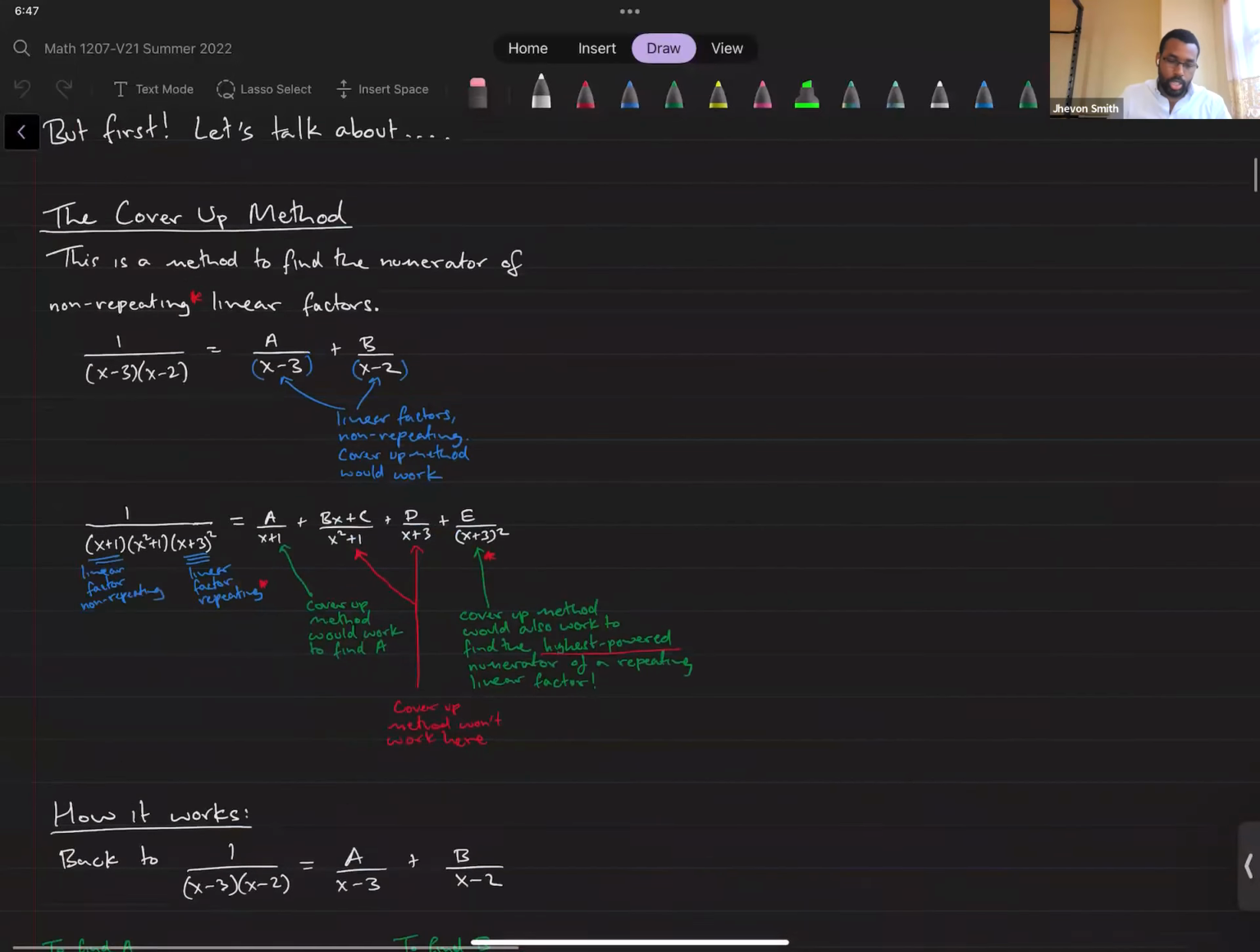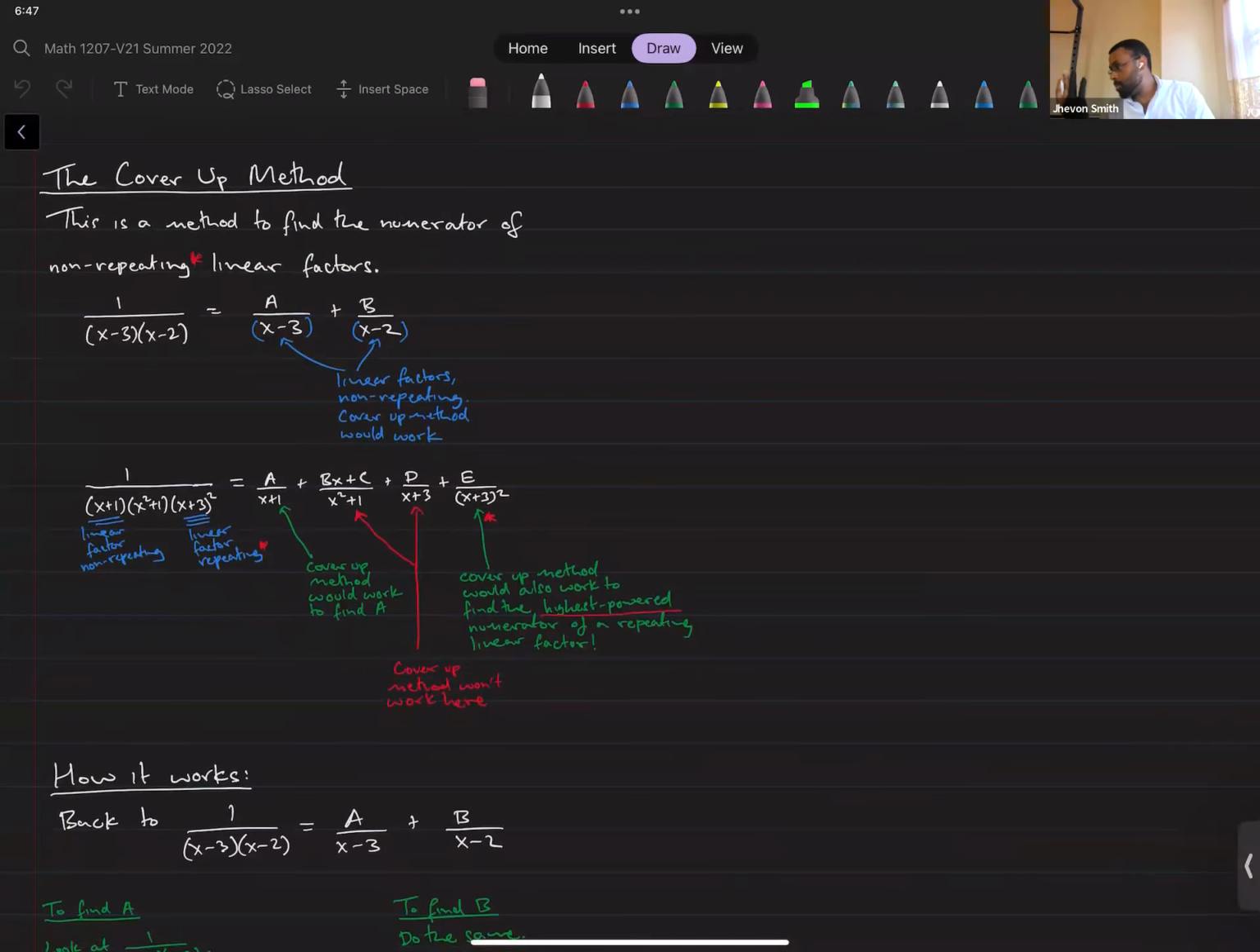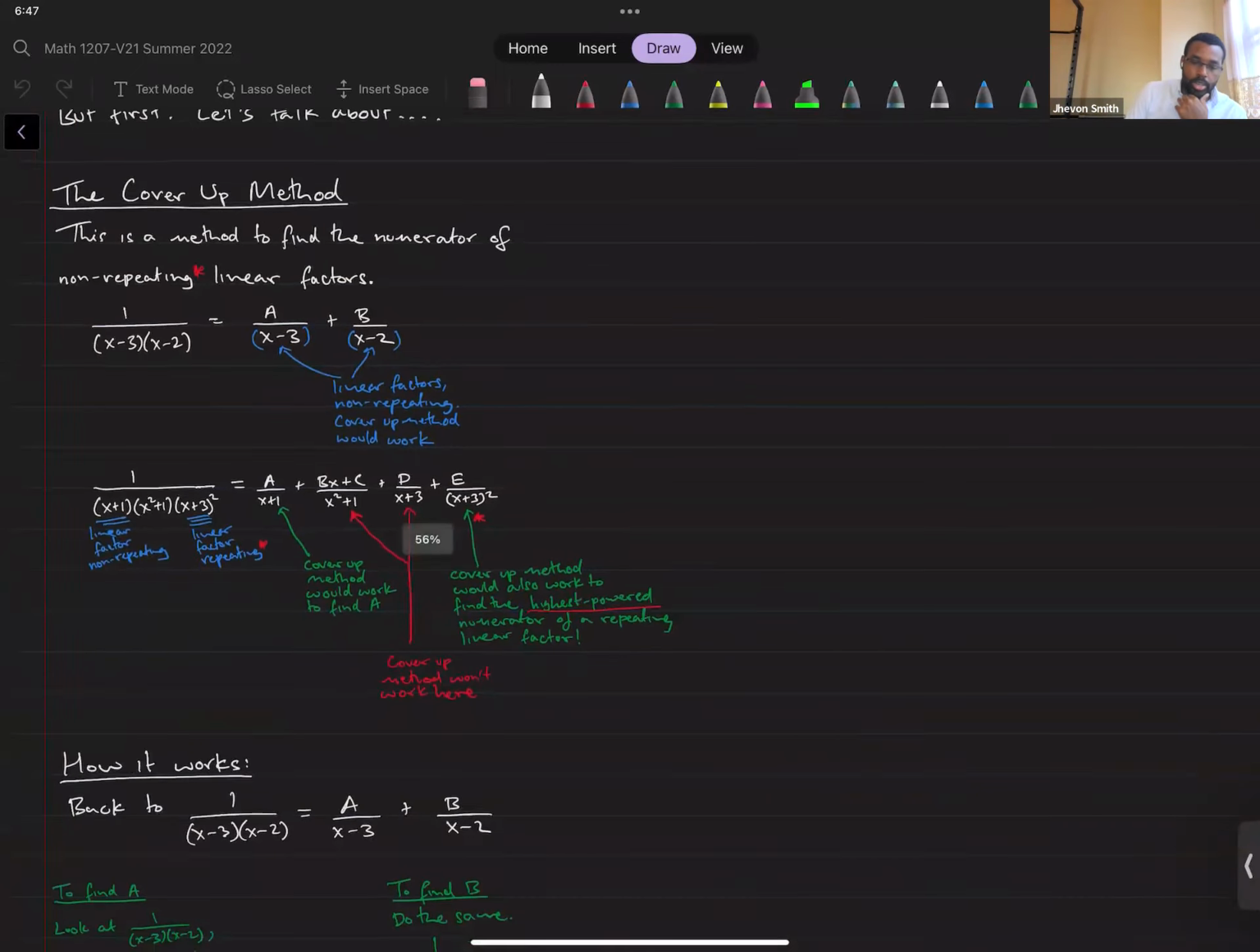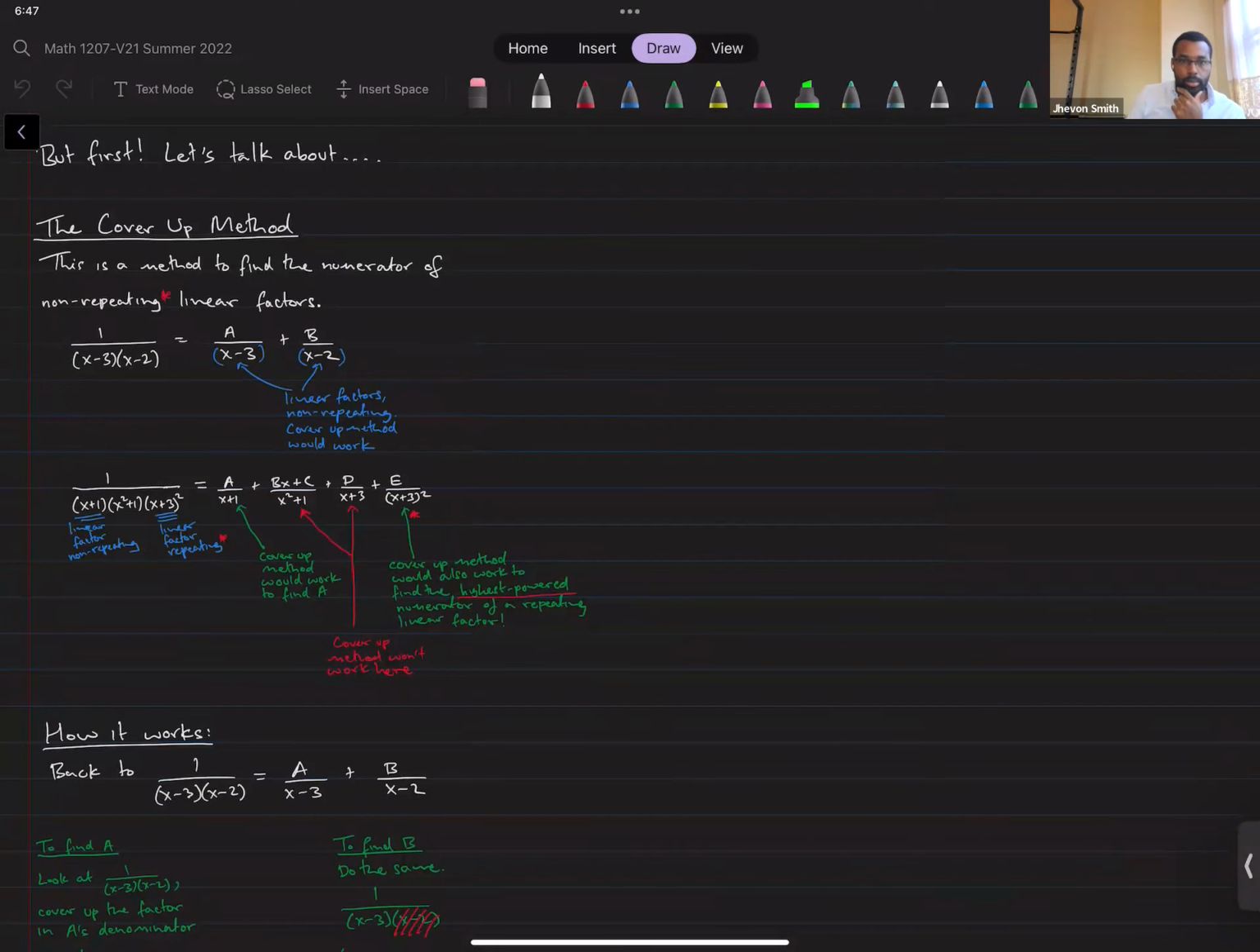So this is just something additional. It will save you time if you learn it, but you could actually do everything with what I taught you yesterday. This will just make your life a little bit easier in some very specific circumstances, which happen to be pretty common in a Calc 2 class.